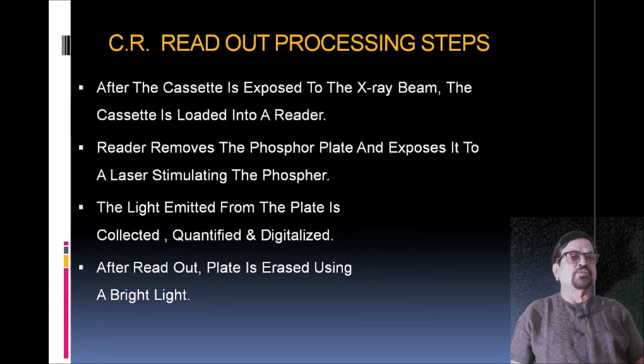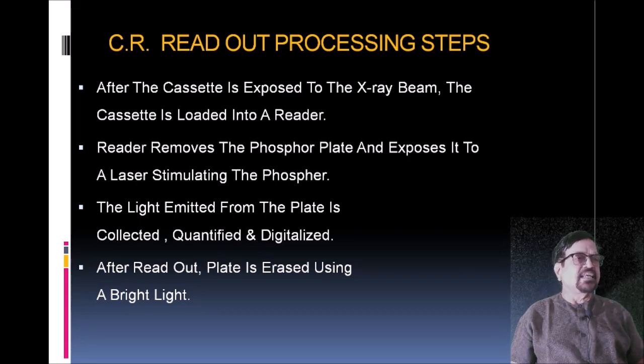Now, CR read processing steps. After the cassette is exposed to the X-ray beam, the cassette is loaded into a reader. The reader removes the phosphor plate and exposes it to the laser, stimulating the phosphor. The light emitted from the plate is collected, quantified and digitalized. After readout, the plate is erased using a bright light. So, please follow the steps, let's go one after another. First, you expose a cassette with the help of the X-ray beam, that is the taking of the X-ray in an X-ray room. Now this cassette is put into a digitalizer.